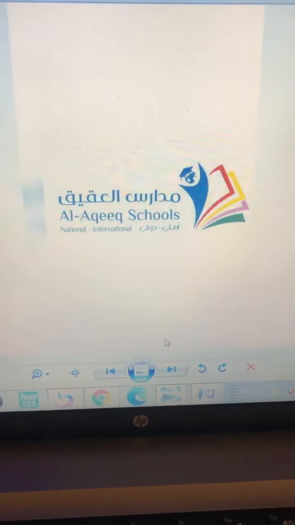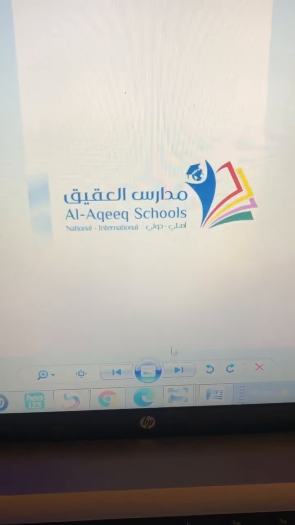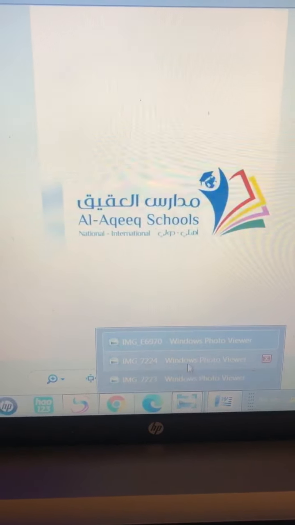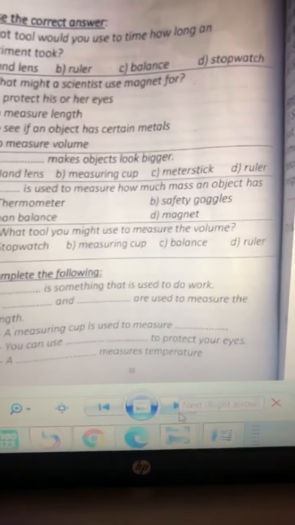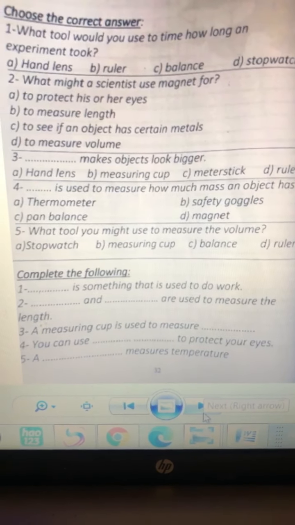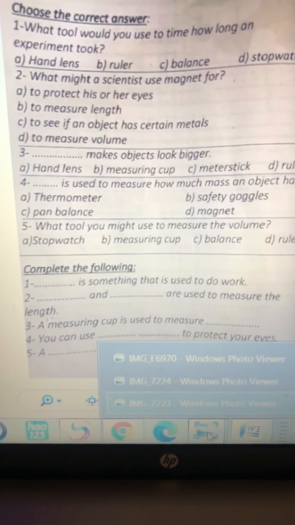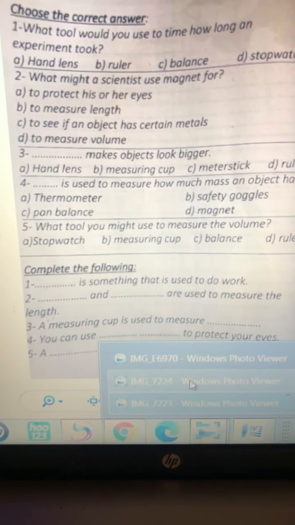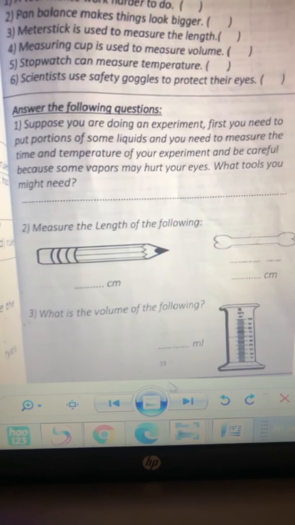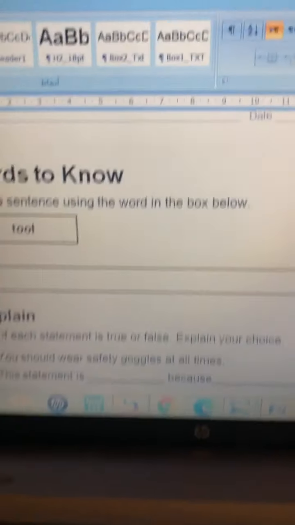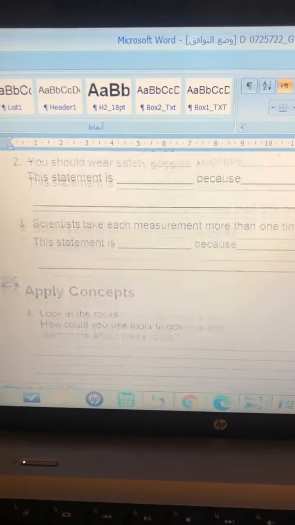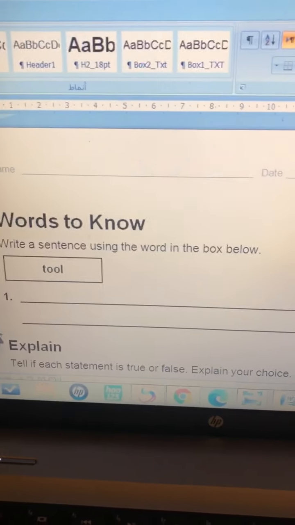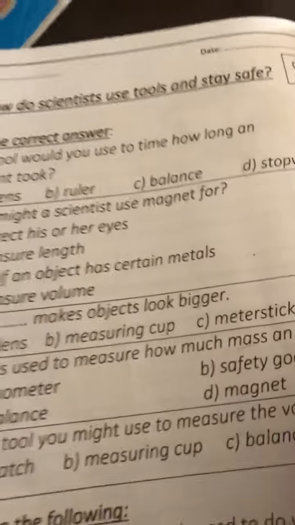Good morning, everyone. Today, inshallah, we'll do the booklet of lesson 3, chapter 4. These are pages 32, 33, and 34. Okay, let's do it here in the booklet together.